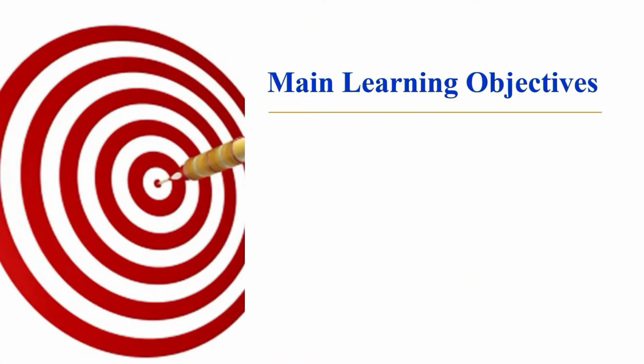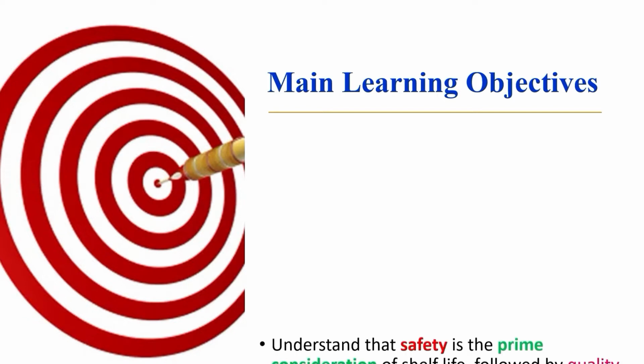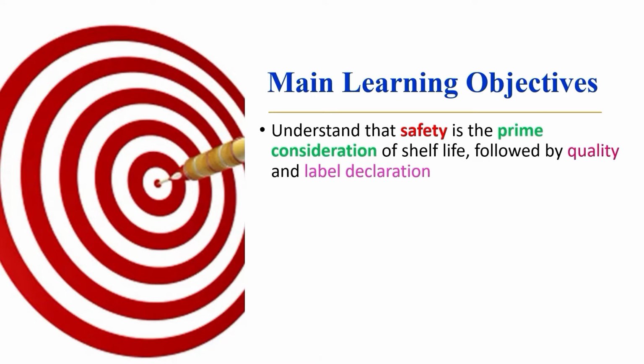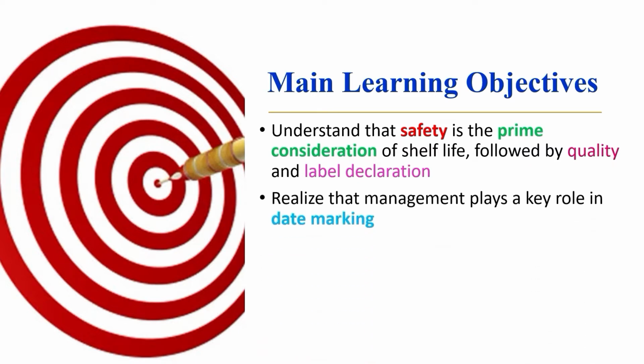To answer the curiosities and the questions from just now, these are the main learning objectives for this module. One, we need to know that safety is the prime consideration of food shelf life. Then it's followed by quality and label declarations. And this is very important. Then we need to realize that management actually plays a key role in the date marking of the food products.